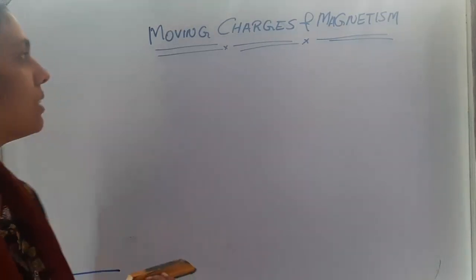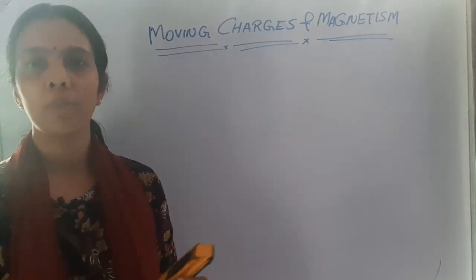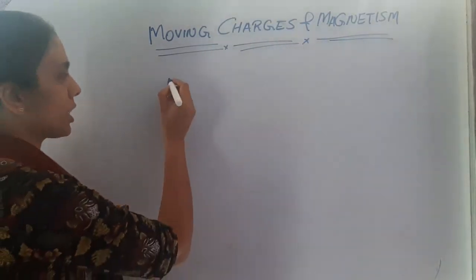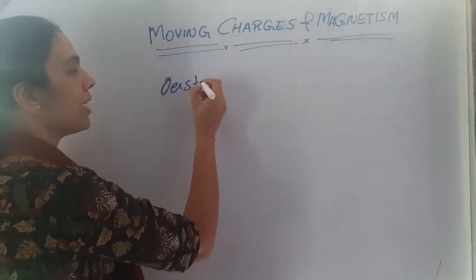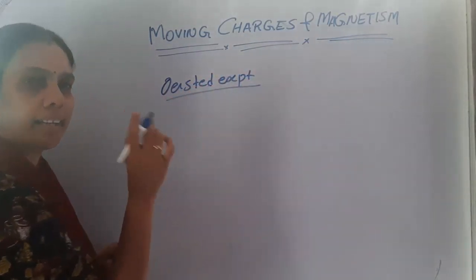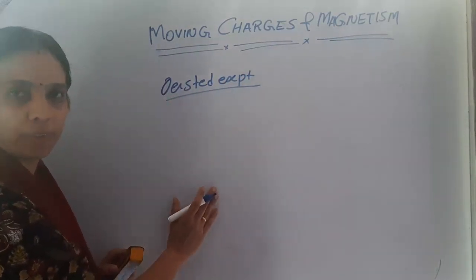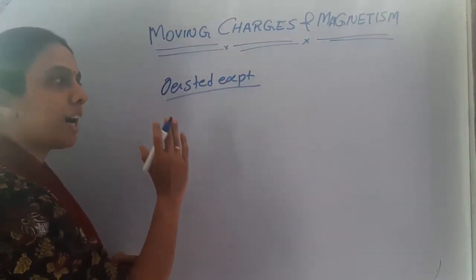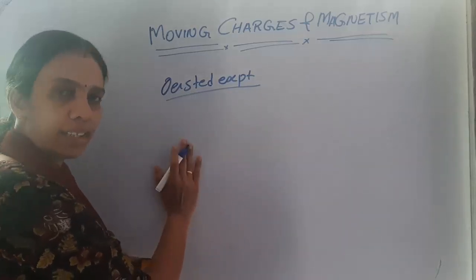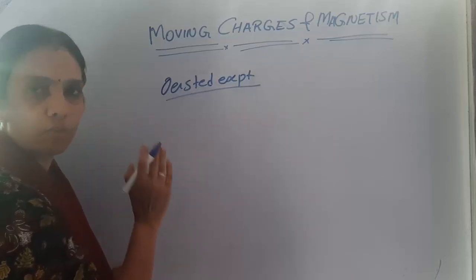In this moving charges and magnetism, the first topic which we are discussing is Oersted experiment. In Oersted experiment, a current carrying conductor is present and a magnet is also present over there. Then while current is passing through the conductor, the magnet will be deflecting. What is the meaning of that?